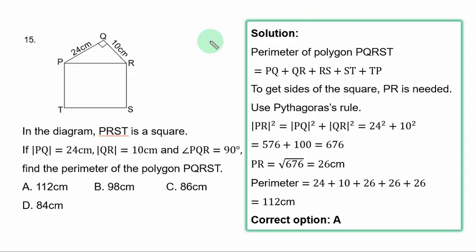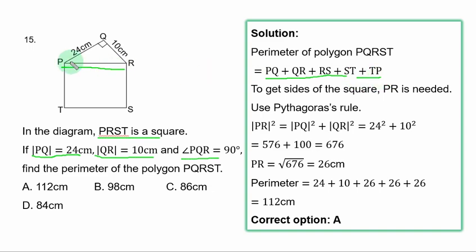Question 15. In the diagram, PRST is a square. If PQ is 24 cm, QR is equal to 10 cm, and angle PQR is 90 degrees, find the perimeter of the polygon PQRST. The perimeter is the addition of all the sides except PR. So you have PQ plus QR plus RS plus ST plus TP.